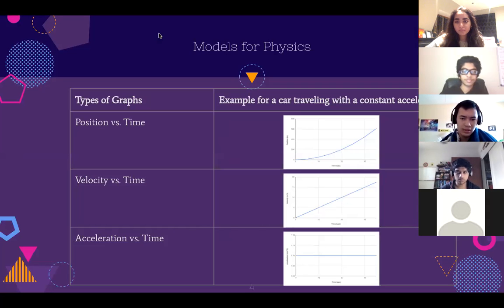Okay. We also learned that if a car is traveling at constant acceleration, position over time is going to be parabolic. Velocity over time is going to be linear and not horizontal. And acceleration over time is going to be a horizontal line.